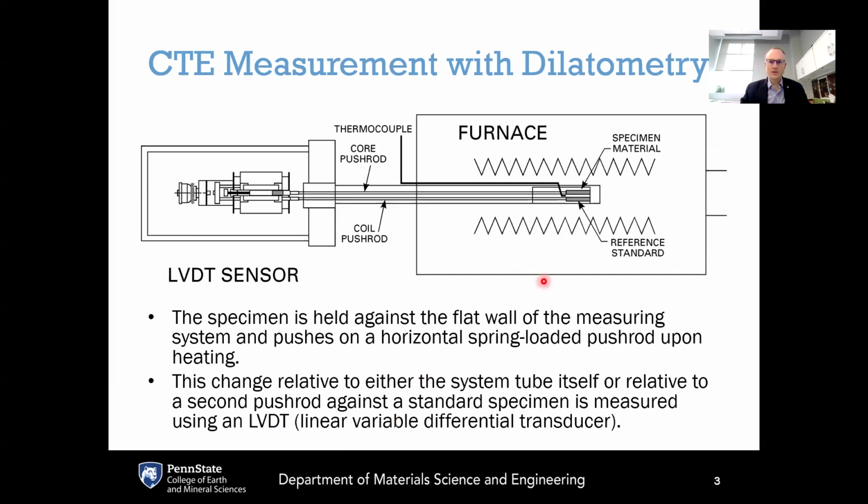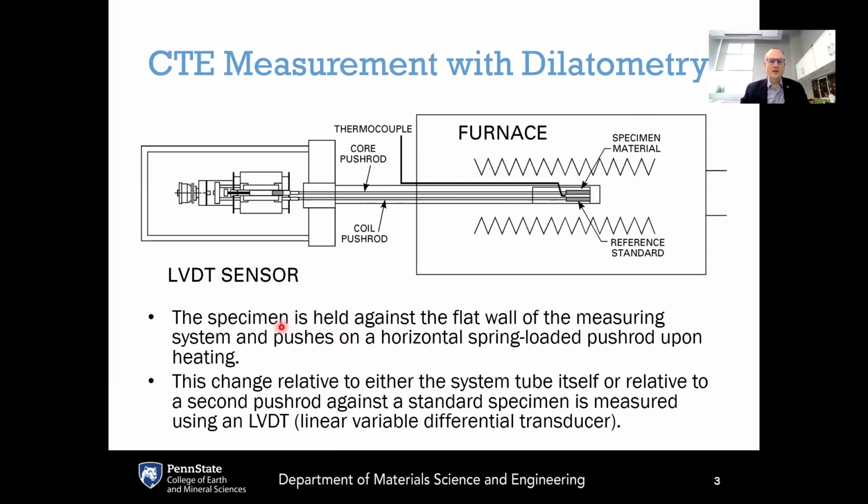How do we measure the thermal expansion coefficient? The standard way to measure the CTE is through dilatometry. This shows a schematic diagram of a dilatometer. The dilatometer consists of a furnace that controls the temperature of the sample as a function of time. The sample is placed in the middle here next to a reference standard, and then there is a push rod that pushes against the sample, and this measures the expansion of the sample as the temperature increases.